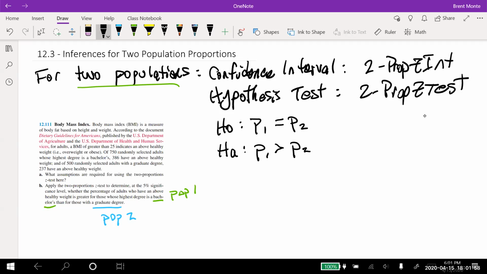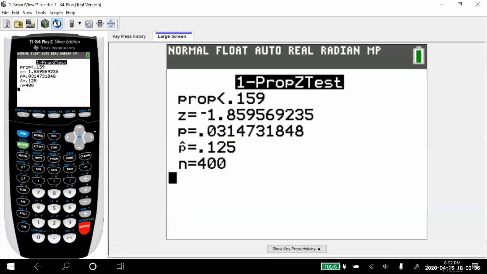Okay. So there's my null and alternative hypotheses. Again, it's going to be a 2-prop Z test. And so let's go run this. Again, I need to jot these numbers down for myself. So we had 386 out of 750. And we had 237 out of 500. All right. We're doing a 5% significance level. Okay. Let's jump to the calculator. We'll input all that stuff in.